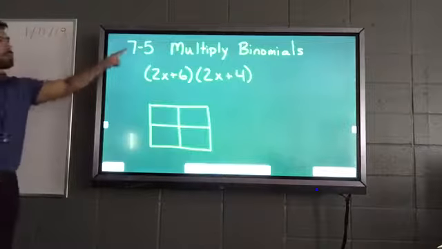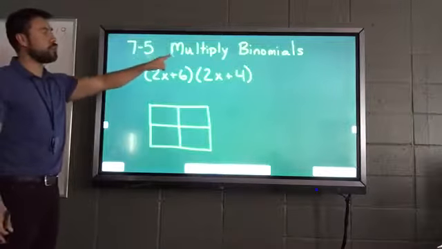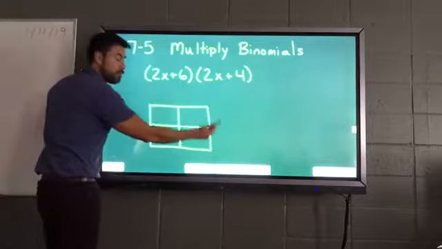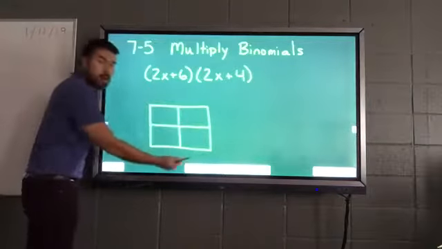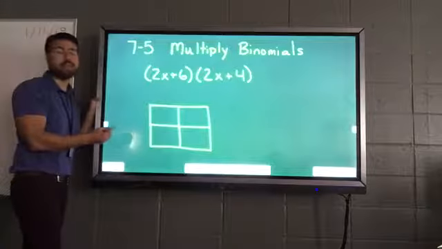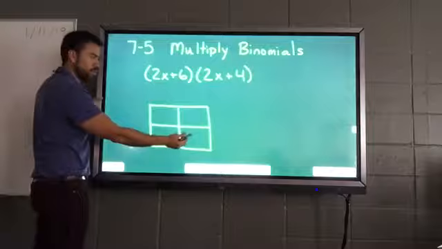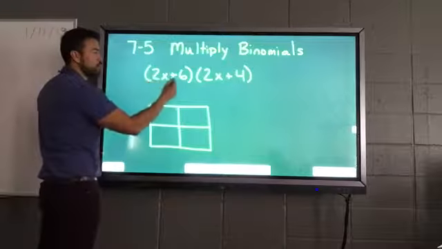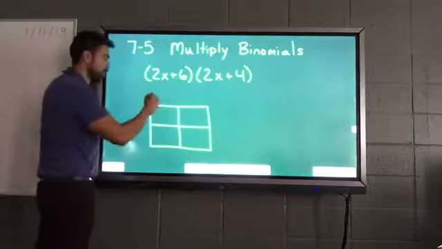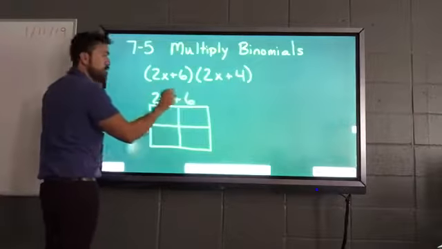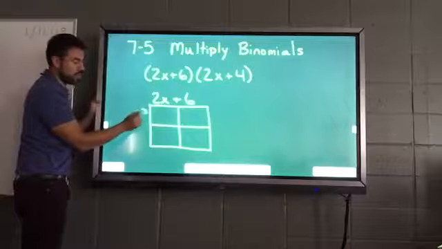All right, today we're talking about multiplying binomials, and what we're going to do, like I said, is review. So do you remember using the box to multiply binomials? If you don't, go ahead and draw a box, 4 little boxes inside. How many of you would put 2x plus 6 up top? Fine, we'll do it that way. 2x plus 6. And then you would put the 2x plus 4 off to the side.